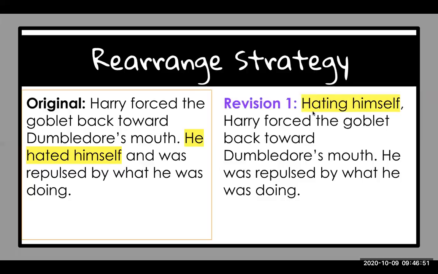So I might move this part of the sentence in front of Harry. "Hating himself, Harry forced the goblet back toward Dumbledore's mouth. He was repulsed by what he was doing." This is better, but is there anything else that we should do to make sure all of the words are in the ideal order?